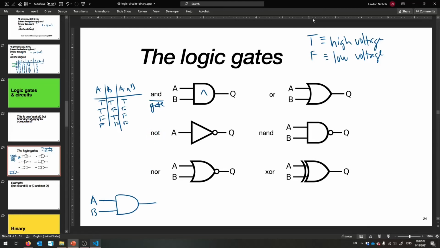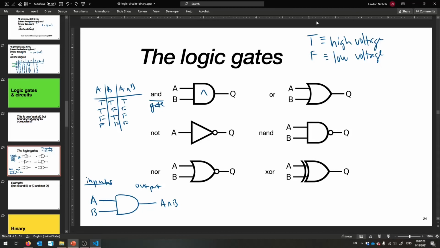Now, these are the inputs over here on the left, and we generally write it from left to right because we read from left to right. The output, there's just one. It's the result of A and B. That's the idea. True is high voltage, false is low voltage, and it obeys everything that we expect it to obey, that is.